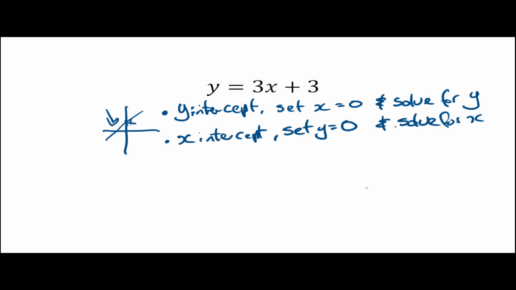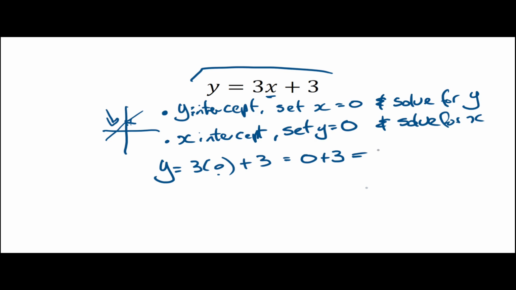Okay, let's do that in this case. So let's set y equals 0 and solve this equation for y. Sorry, we'll set x equals 0 and solve it for y. So y equals 3 times 0 plus 3. There's an x there, so we're going to put in a 0 there. So 3 times 0 is 0. And 0 plus 3 is 3. So this crosses at 3.